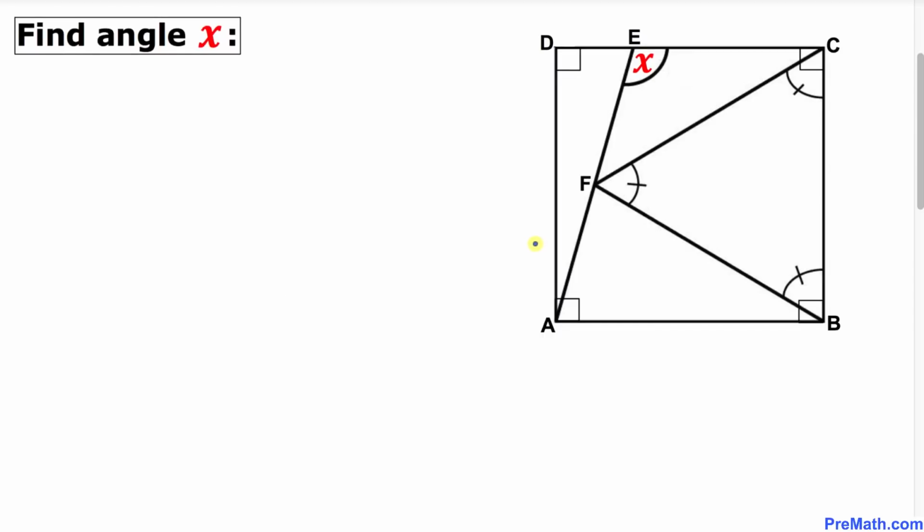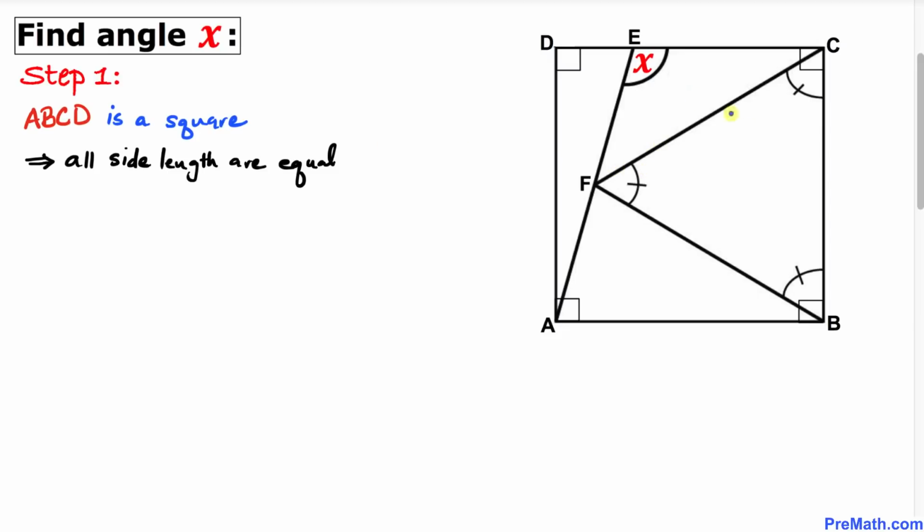So let's go ahead and get started with the solution. And here's our very first step. We know that this ABCD is a square. So therefore, all of its side lengths are equal. All these side lengths are same.